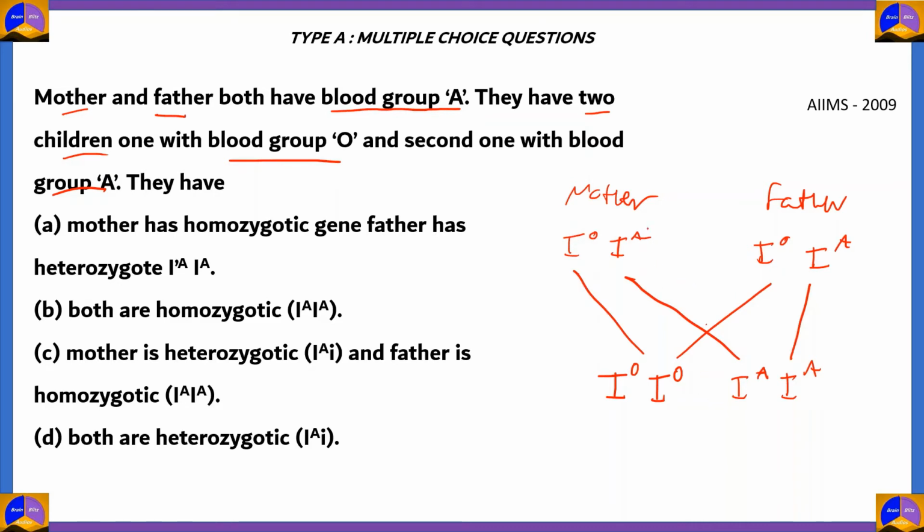So either both of them have IAIA or IOIO, or they can have IAIO, which again leads to blood group A. So either way, we can find out that both parents are heterozygotic and they have IA and small I. Note that small I is the same as IO, and that refers to O. So option D is the right option.